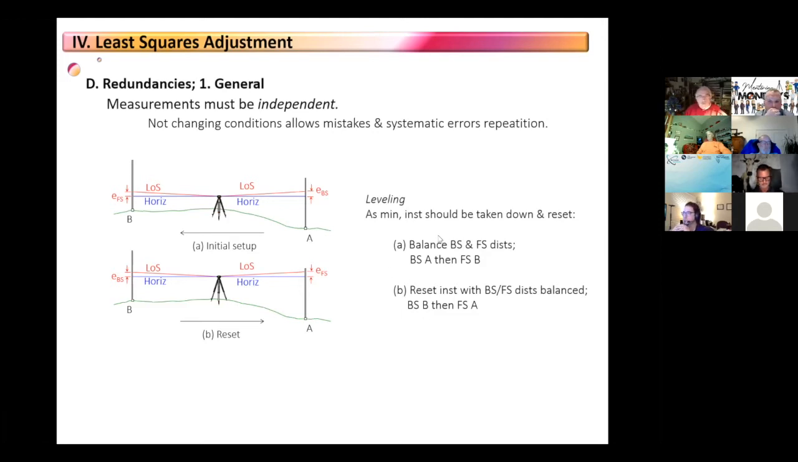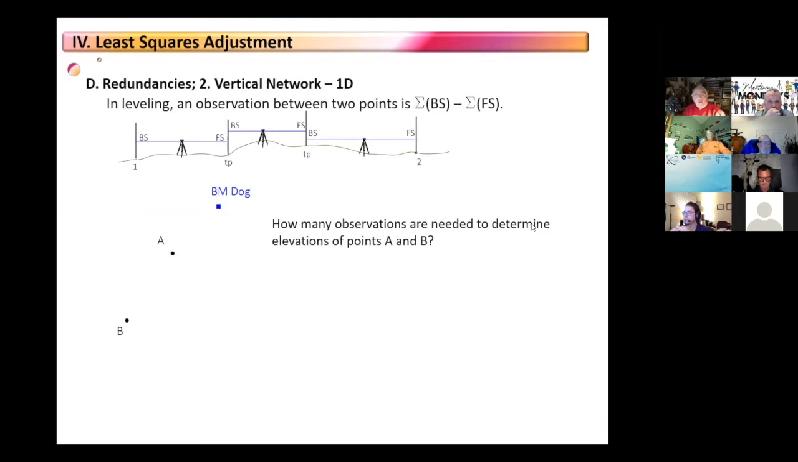going in both directions. All right, in leveling, an observation between 2 points is considered the sum of the backsights or foresights between them. So if I'm trying to establish the elevation of point 2 from point 1, the sum of my backsights and my foresights represents that elevation difference going from here to here. I don't really care about the elevations of my turning points in between. I care about the elevation difference going from point 1 to point 2.